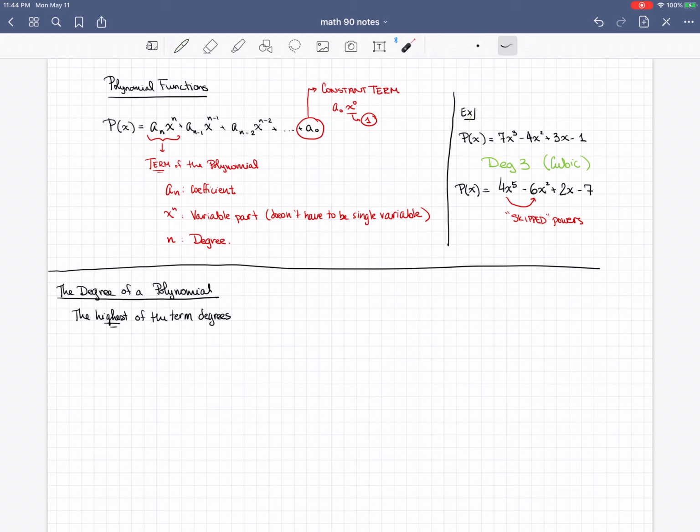By that same token, let's look here. So 4x to the 5th, that's a degree 5 term. 6x squared, that's a degree 2 term.